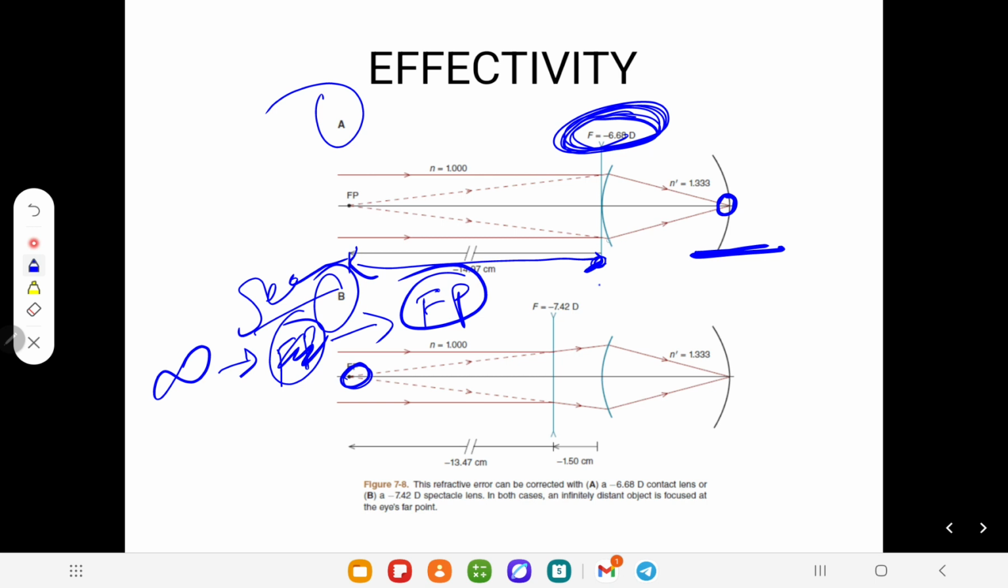So when we move this contact lens to spectacle, the distance between the spectacle lens and the far point reduces, and when the distance reduces, power increases, isn't it? Power is 1 by f. The distance decreases and the power should increase. That's why spectacle power in the case of a minus lens is higher than the contact lens, and exactly the opposite happens in the case of a plus lens.